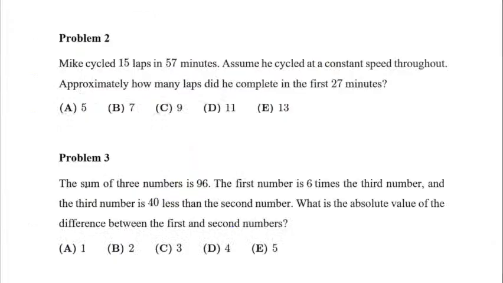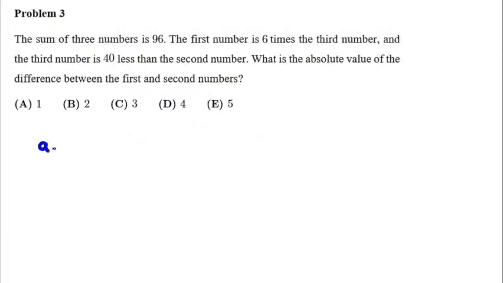Let's solve problem number 3 of AMC 10A 2022. The sum of 3 numbers is 96. Let me write. So let's write these three numbers, A plus B plus C, equals 96. So this part is okay. The first number is 6 times the third number. So first number is A, 6 times the third number, C. And it is okay. And the third number is 40 less than the second number. Okay. Third number is 40 less than the second number, so it is B minus 40.